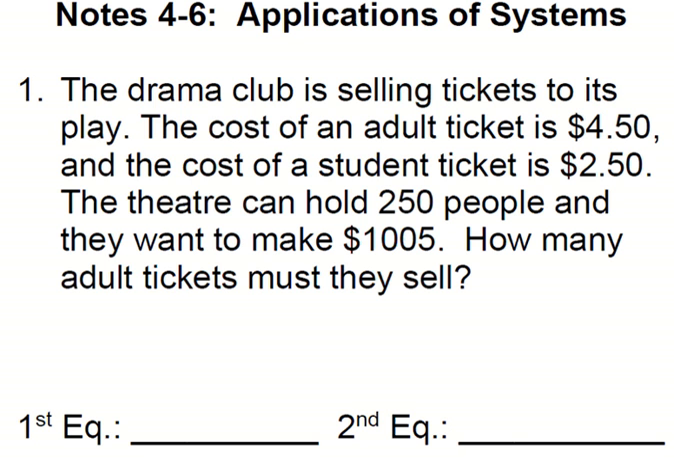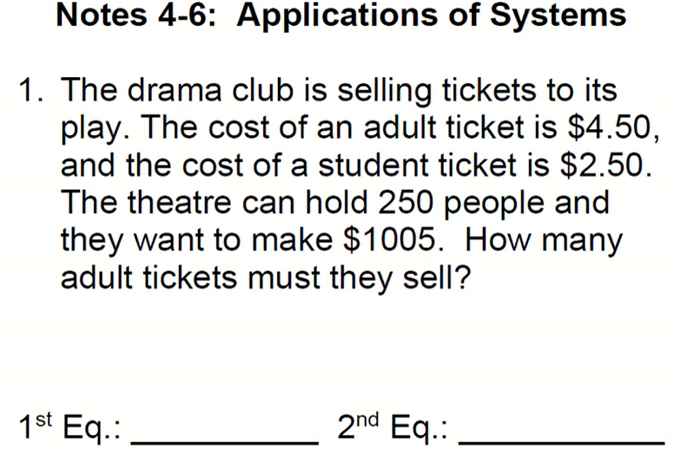The cost of an adult ticket is $4.50. The cost of a student ticket is $2.50. The theater can hold 250 people and they want to make $1,005. How many adult tickets must they sell?